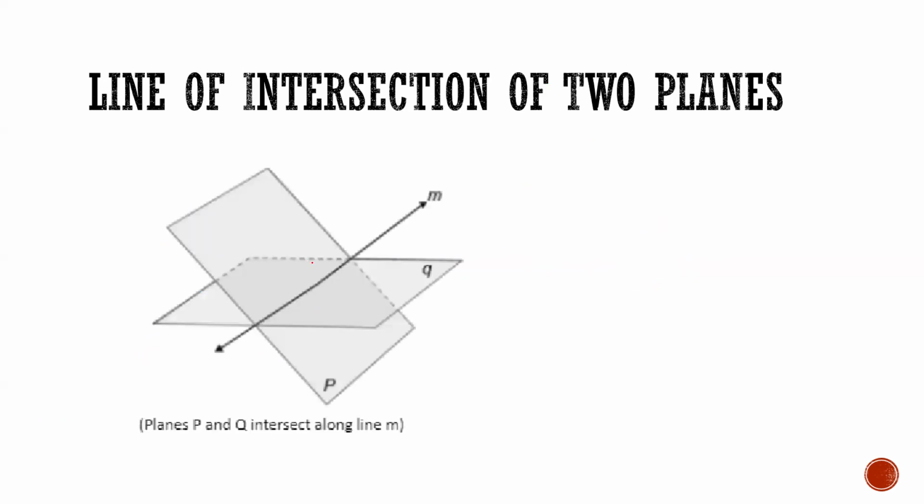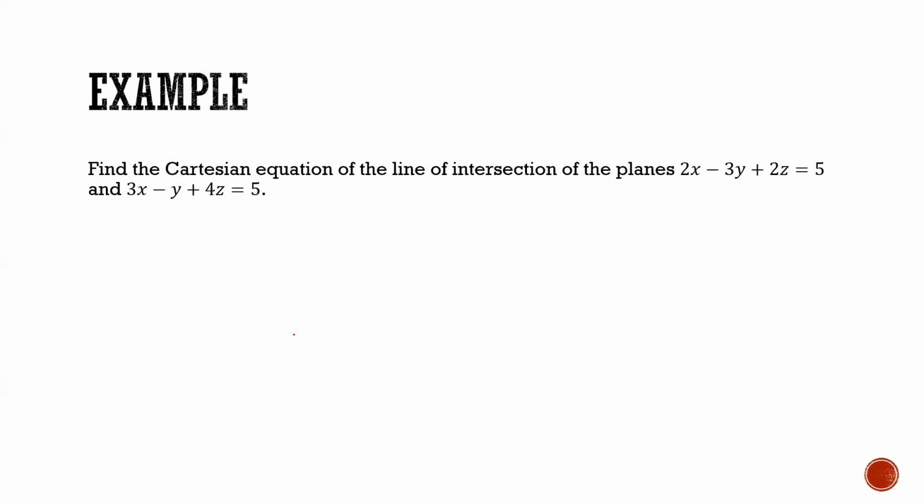Okay, now I want to look at the intersection of two planes as well. Notice that two planes intersect along a line as illustrated below. So how do we get the equation of the line of intersection of two planes? Let's look at this example.